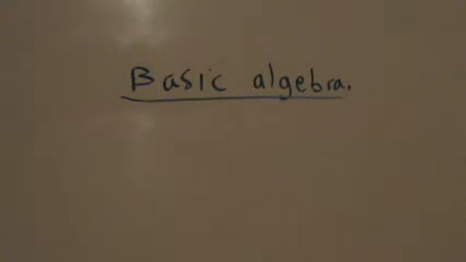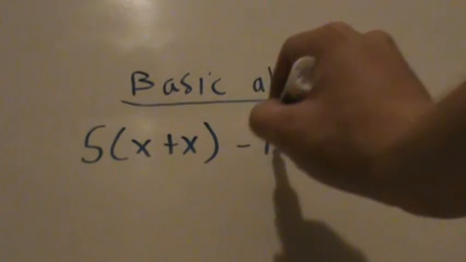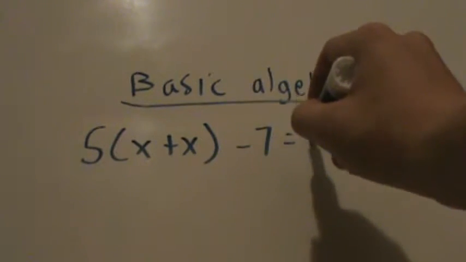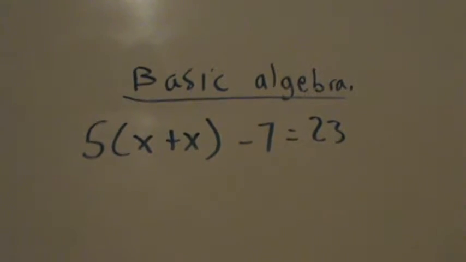Hey guys, so today we're going to start with basic algebraic equations and try to solve for x in different situations. So let's get started here. Let's have something like 5x plus x minus 7 equals 23. The best way of doing this is to isolate x, because you want to figure out what value of x will make this statement true.